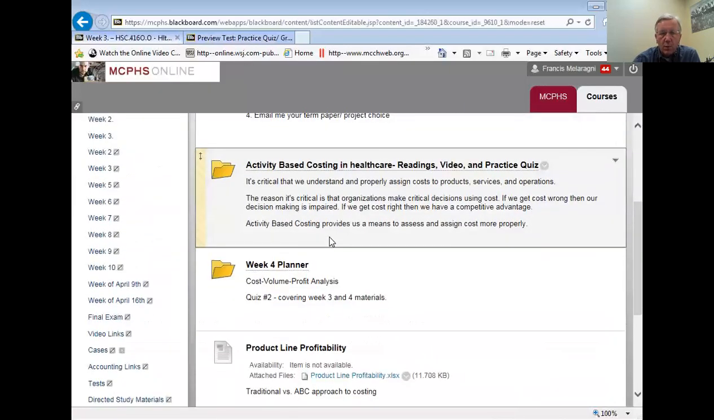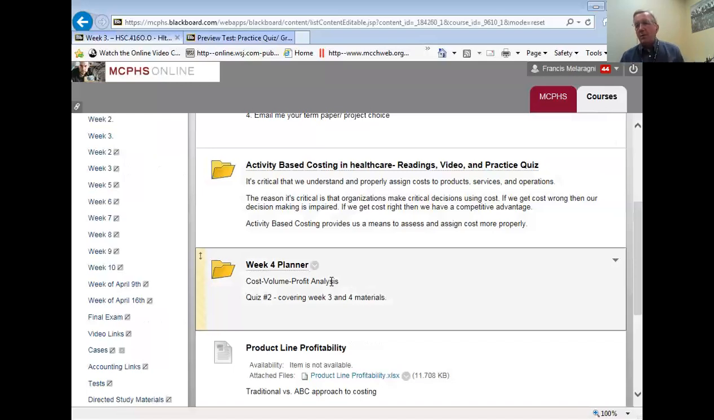And the other thing in terms of week 3 that I wanted to mention was, and this is less important to us, but coming up for next week, we're going to move into something called cost volume profit analysis. You may have never heard of that before, but you'll see after we talk about it next week. That's a pretty simple concept, but yet can be very helpful to assist us in making better decisions. And then towards the end of next week, we'll have quiz 2, which will cover the materials that we're doing this week and next week.